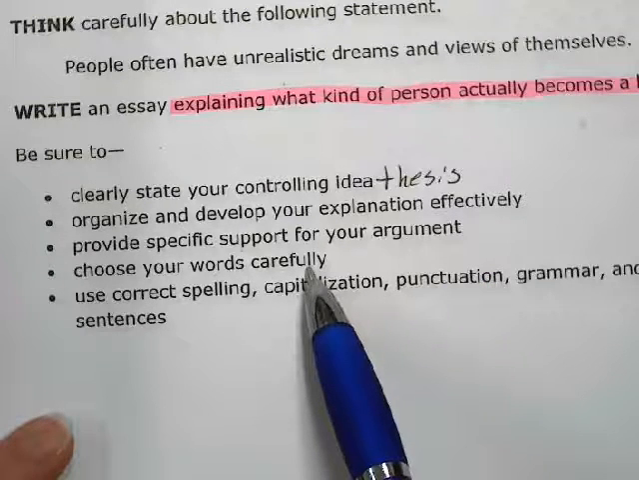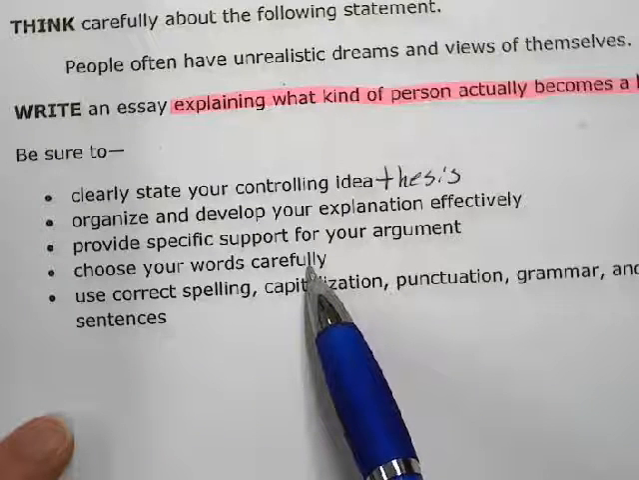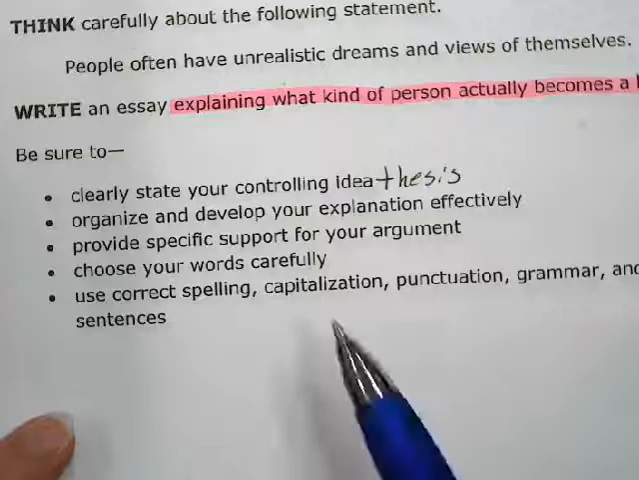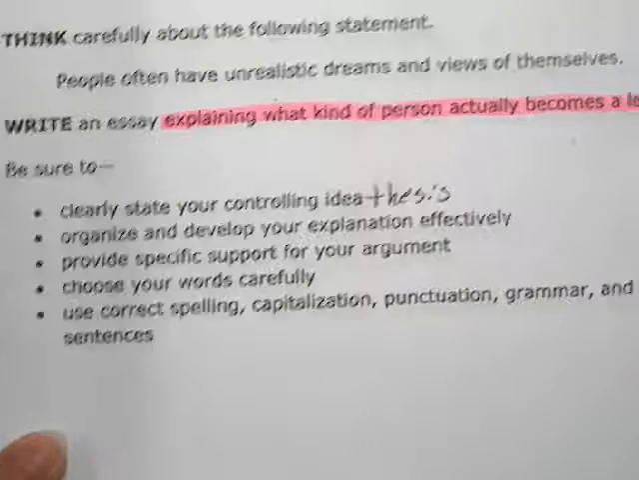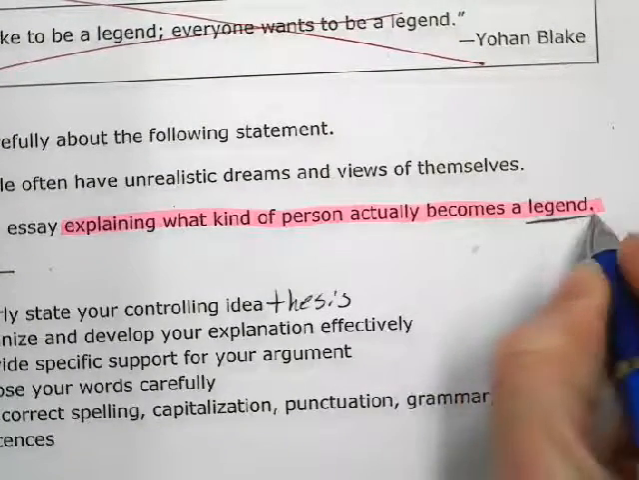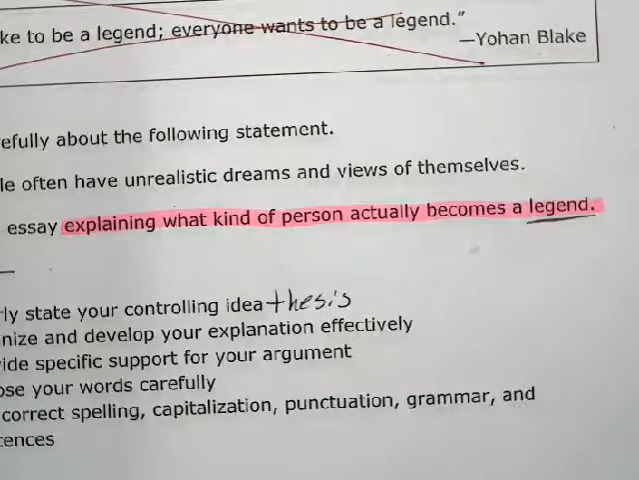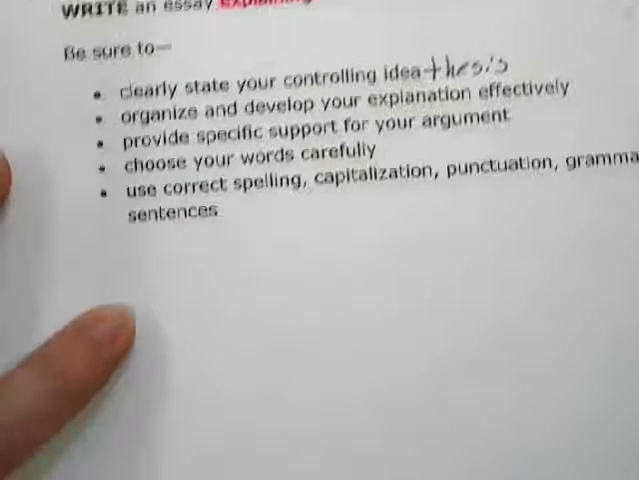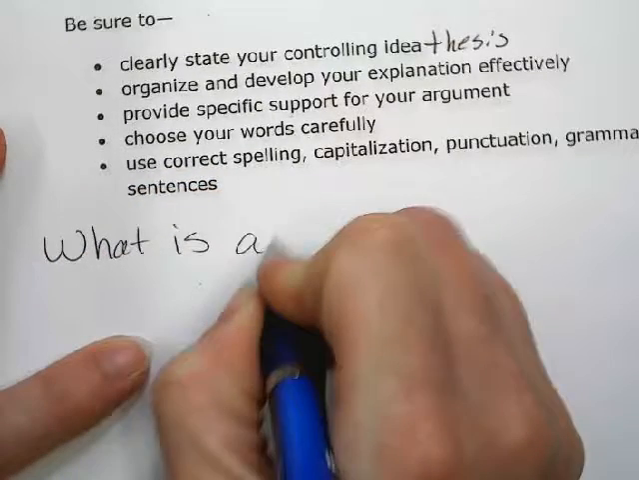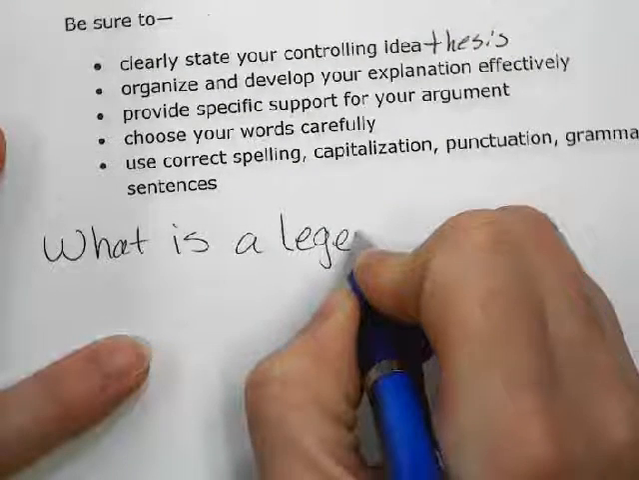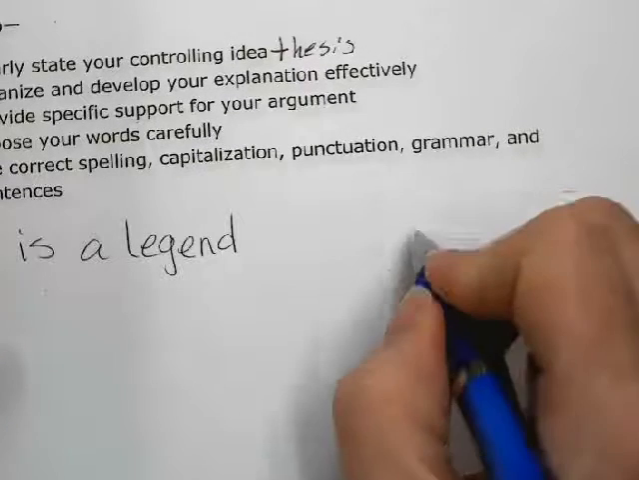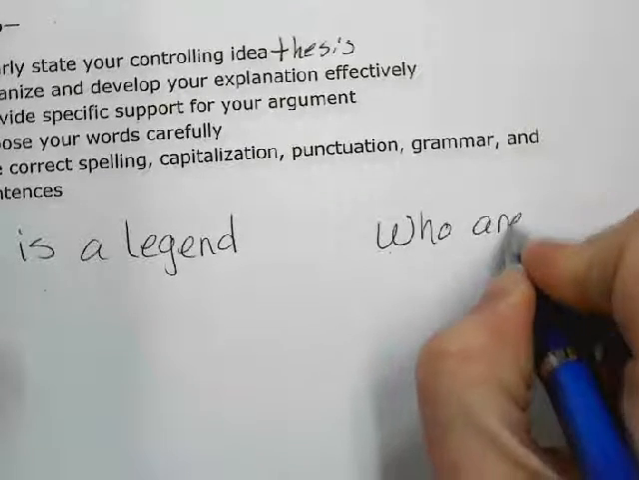You need to make sure you choose your words carefully. You only have 27 lines, 1 page. That's it. And then, of course, correct spelling, capitalization, punctuation, grammar, and sentences. So on this one, what I want you guys to do now is think about this idea of what a legend is. Okay? So I want you to think about a legend. Down here at the bottom, I want you to write, what is a legend? And then I want you to write, who are legends?